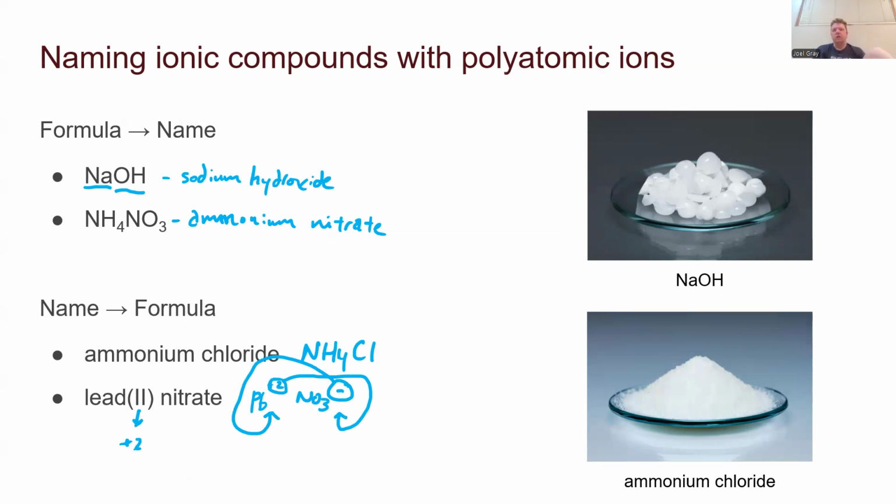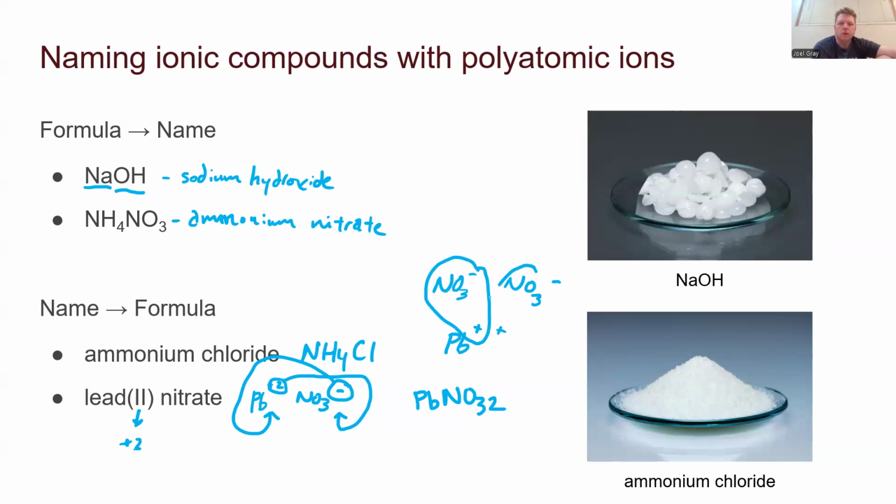But where this gets complicated is for that NO3. If you were to say PbNO32, well, that looks like NO32. That's incorrect. What you need to express here is that this is one lead, Pb plus 2, NO3 minus and NO3 minus. So how do we express that we have two NO3s? We use parentheses to indicate that. So we have Pb(NO3), and we put a 2 outside of that parentheses.